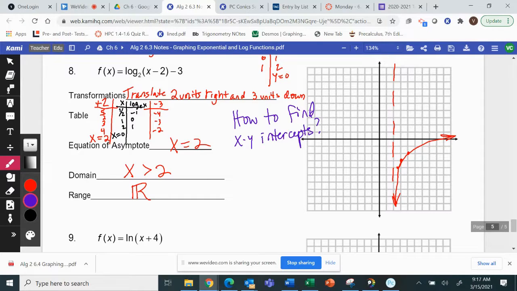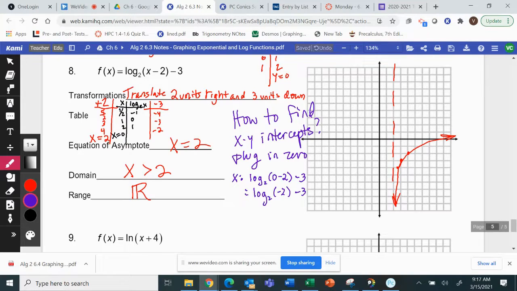Who's got an idea? Somebody's got to talk. It's going to take forever. Ari. Plug in 0 for one of those letters and you get the other one. So if I plug in 0, let's say for x, in my equation I will have log base 2 of x, oops, that's x, sorry, 0 minus 2 minus 3. So I'm going to have log base 2 of negative 2 minus 3.